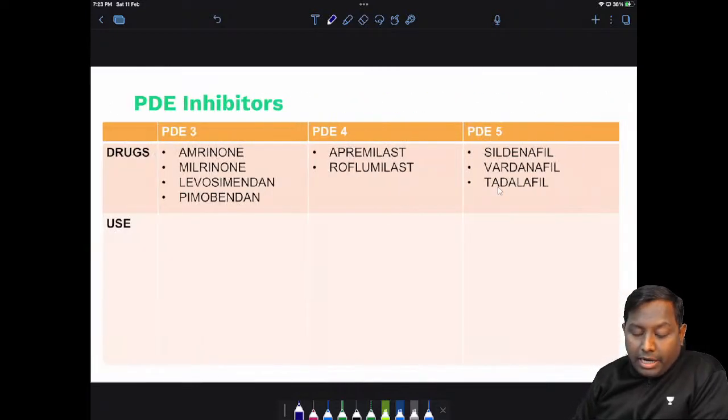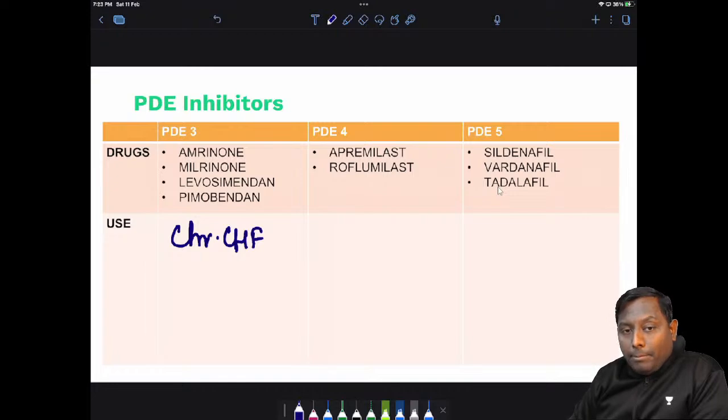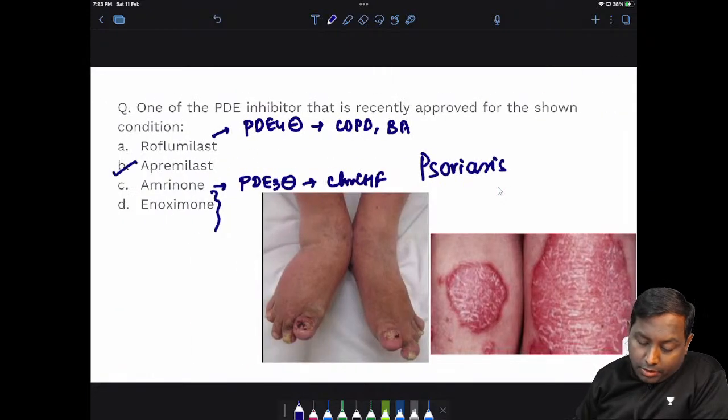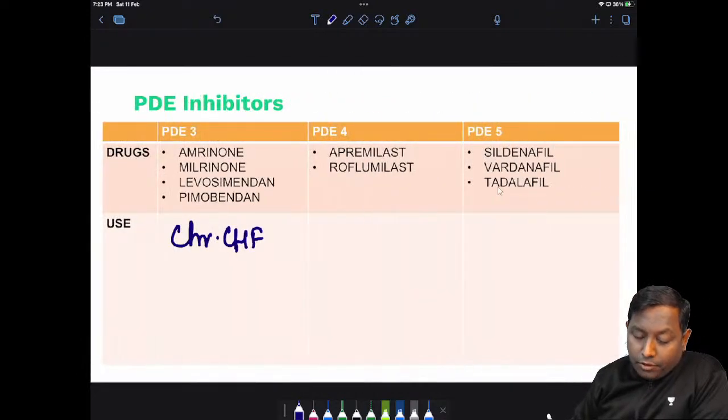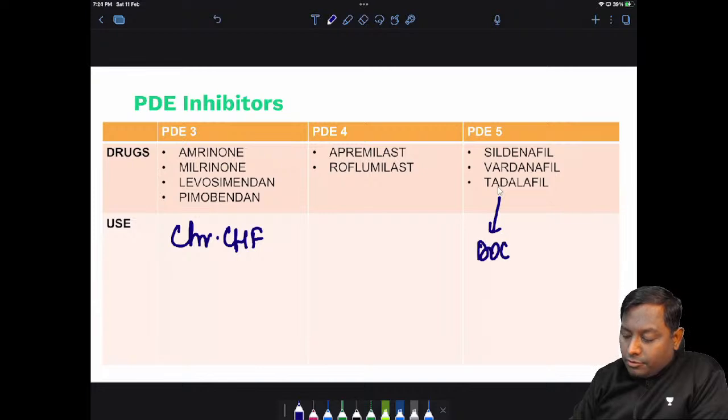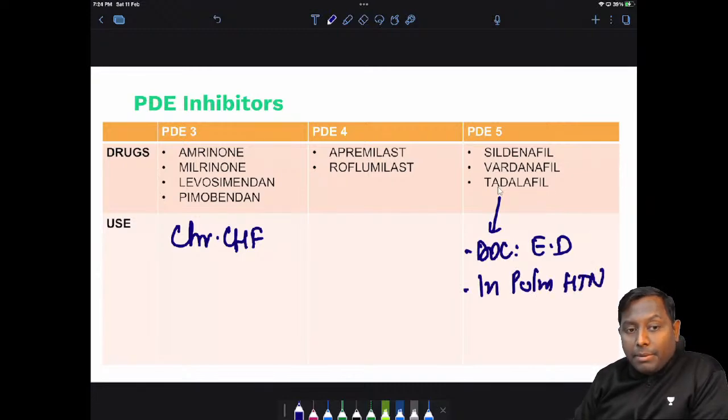Let me just give you a quick idea. Phosphodiesterase 3 inhibitors, amrinone, milrinone, levosimendan, are mainly utilized in a patient with chronic congestive heart failure. Apremilast, roflumilast: now what are apremilast and roflumilast? These are phosphodiesterase 4 inhibitors, and both have different uses, which I have told you already. Phosphodiesterase 5 inhibitors are the drug of choice in a patient with erectile dysfunction and they can also be utilized in a patient with pulmonary hypertension. Okay, pulmonary hypertension, right?